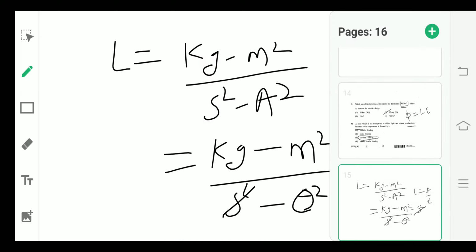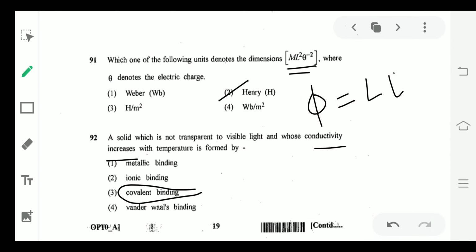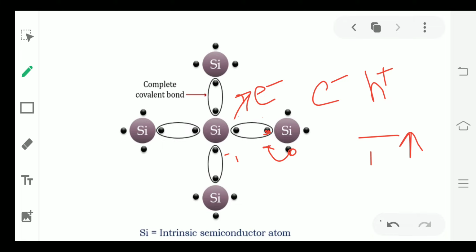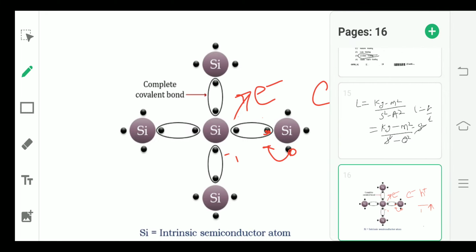So the answer is that covalent bonding is found in them. So guys, this is the last question, and that's all for today. I hope you all understand all the questions very well.